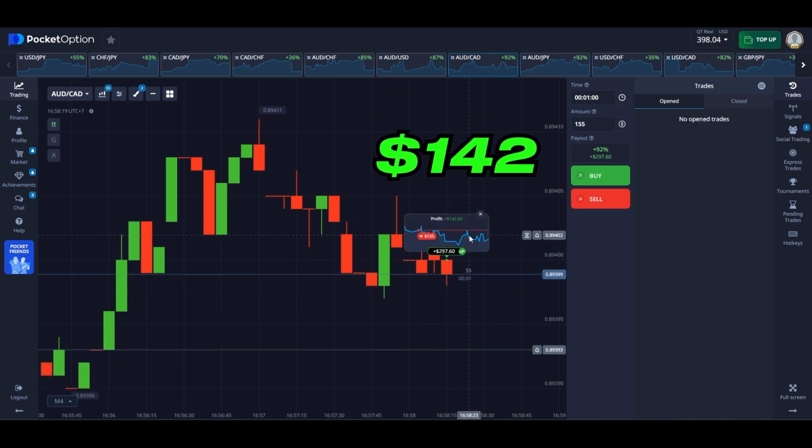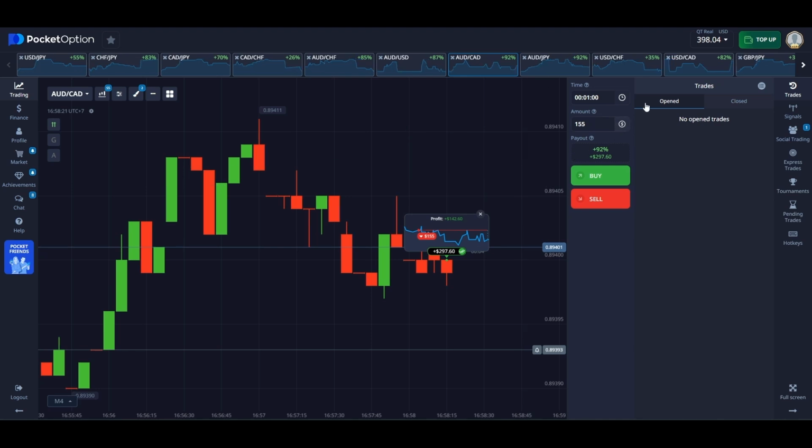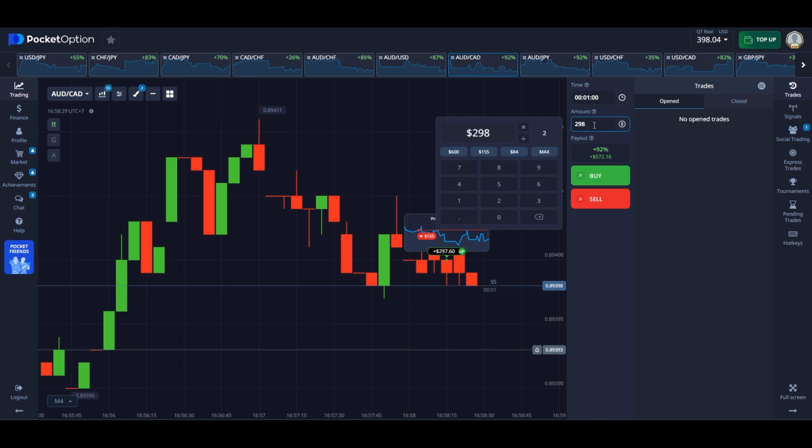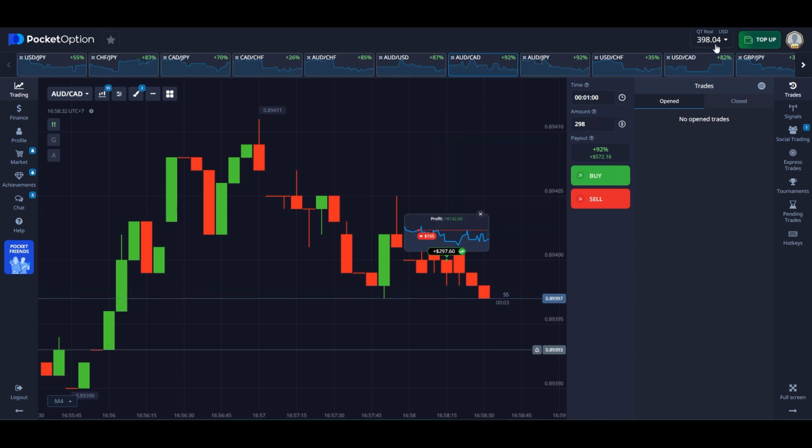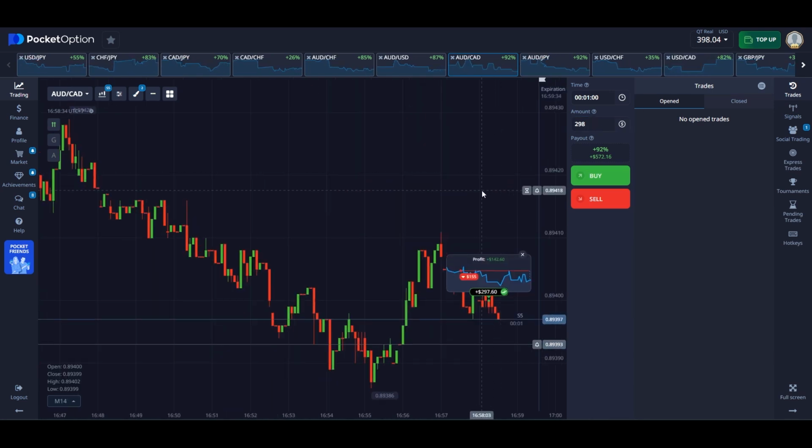I'm earning $142 from this trade. Accordingly, the next trade I'll open will be for $298. And by the way, that's 75% of my deposit. $100 is my untouched balance, which I've set aside. You could say it's blocked.